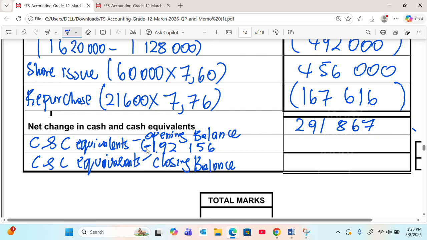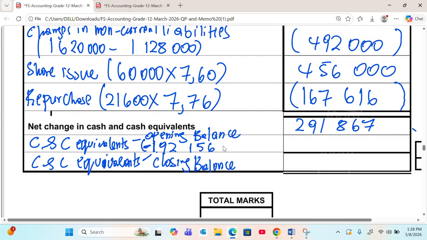So you take the minus 192,000, then you plus the money from cash and cash equivalents of how much? It was 16,285. But you will still have a minus balance because your overdraft is greater than your cash and cash equivalent. An overdraft of 175,871. An outflow because we have a minus, we have an overdraft.